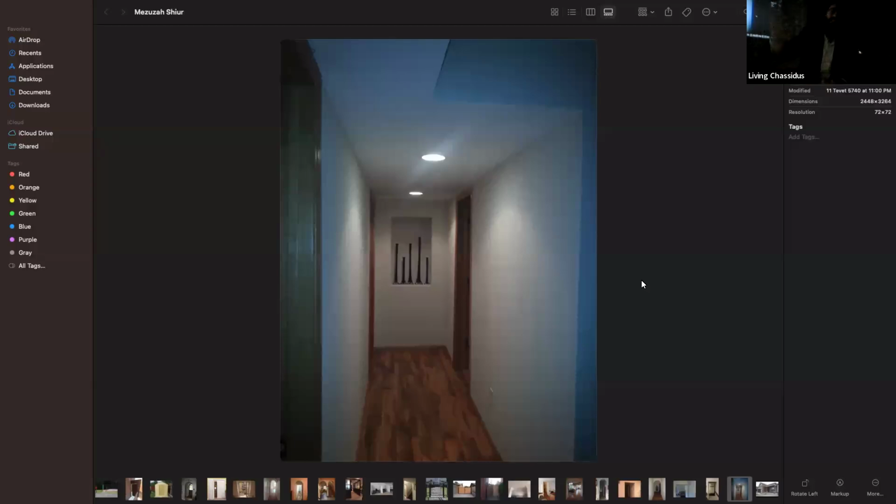If there would be, let's say, a little space which does not have the chiyuv of a mezuzah. Let's say you're going into a little corridor, and then three feet later there's a bathroom, and that's it. You go into a bathroom. So the question is, do you need a mezuzah here?